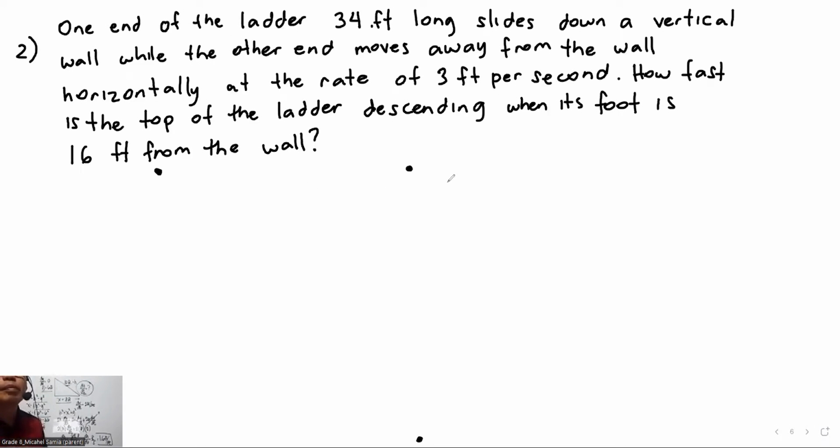Okay, the problem states that one end of a ladder 34 feet long slides down a vertical wall while the other end moves away from the wall horizontally at the rate of 3 feet per second. How far is the top of the ladder descending when its foot is 16 feet from the wall?